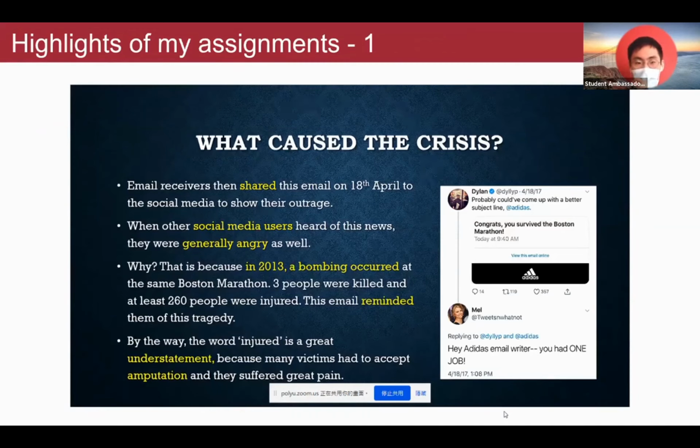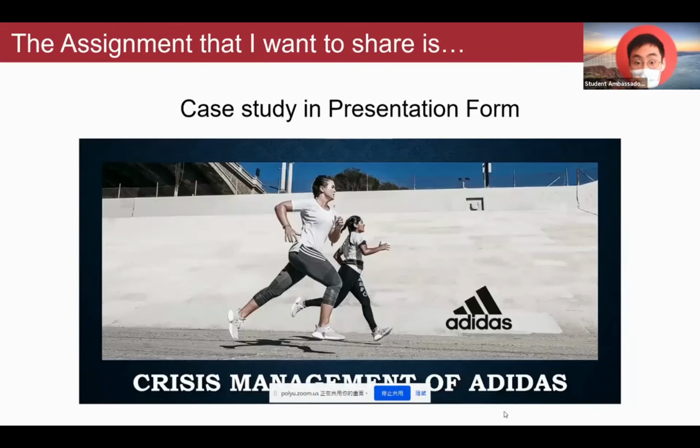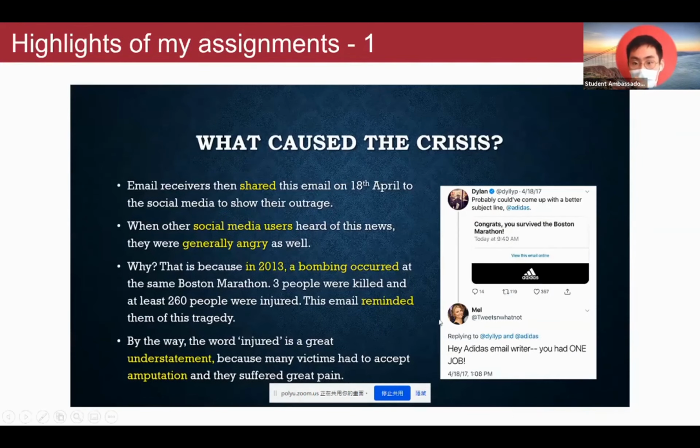So let's take a look at this background information. So one day, email receivers received an email from Adidas in April 2018, and it went to social media. Oh, it's here. One day, it's about an email. One day, Adidas sent an email to people which says, "Congrats, you survived the Boston Marathon."